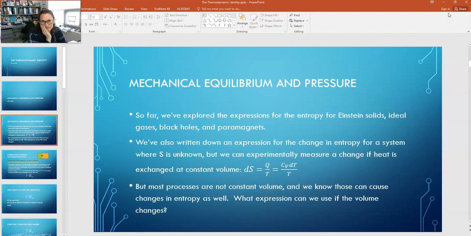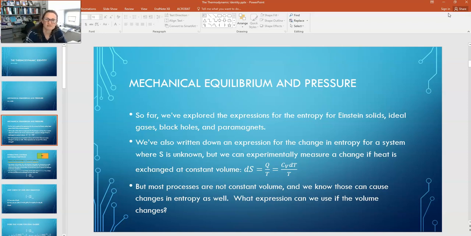All right, so far we've talked about the entropy for different systems like Einstein solids, ideal gases, black holes, and the two-state paramagnet. And then we've used the entropy expression that we've developed for those systems to find the internal energy as a function of temperature, and then from that the heat capacity at constant volume as a function of temperature. We've also talked about how you can go the other way, that you can find the entropy change for a process by using the heat capacities. That is from the expression dS equals Q over T, which is equal to C_V dT over T. But these, of course, are for constant volume processes.